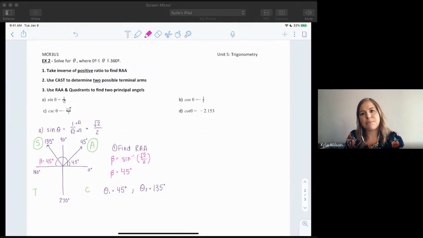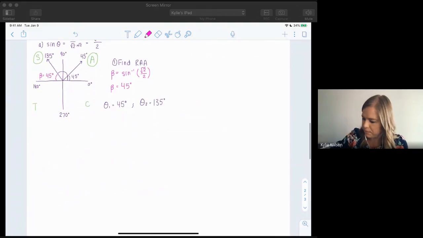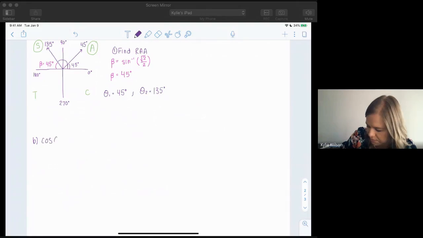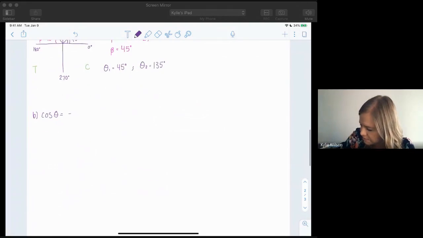So they're kind of like supplementary angles if you want something that you've done before to compare it to. All right, let's try another example. I'm just going to move this down just so I have lots of room. So B was cosine of theta is equal to negative 3 over 5, right? Yes.